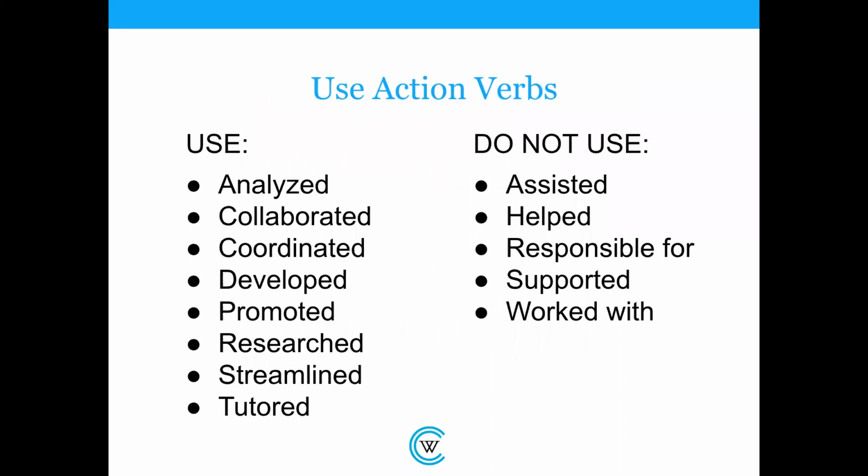You want to start with a very strong action verb. So rather than using words like assisted, helped, responsible for, supported, or worked with, which are much more general action verbs, think about words such as analyzed, collaborated, coordinated, developed, promoted, researched, streamlined, or tutored, which give a much more specific connotation to the activity that you are performing. We have a list of action verbs that you can access as well in the resume guidelines and samples resource, as well as the How to Write Effective Resume Bullets resource on Wellesley College's career education website.